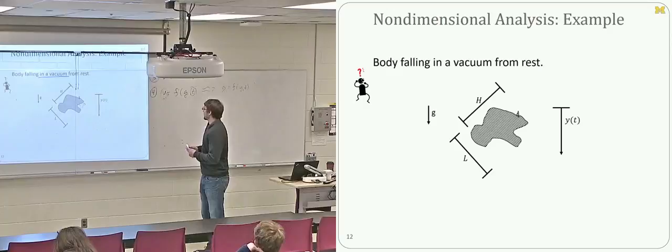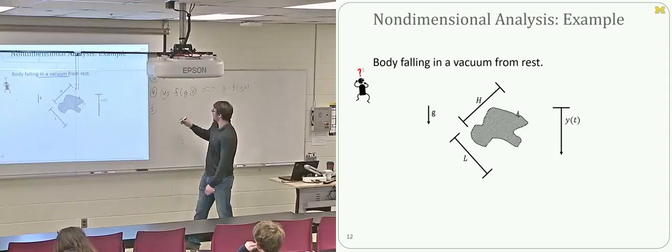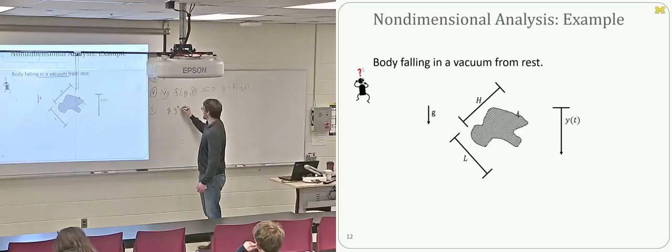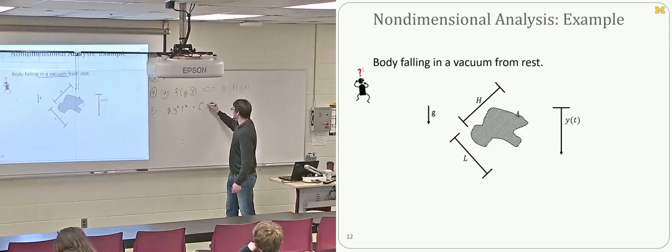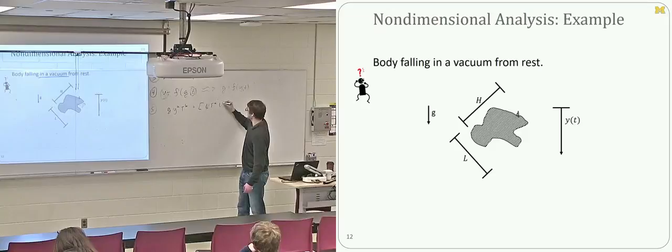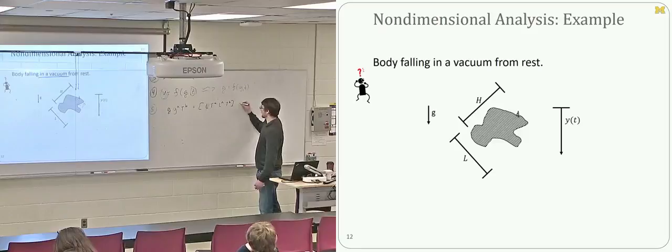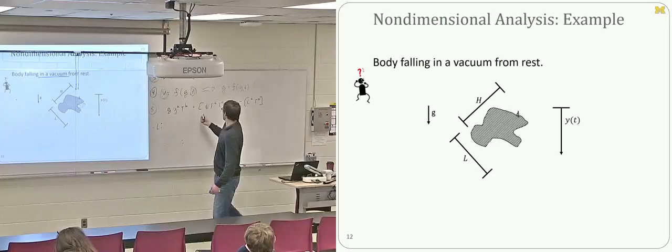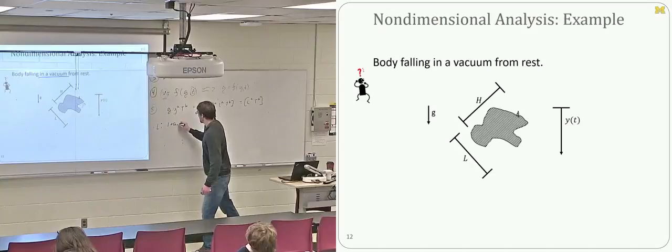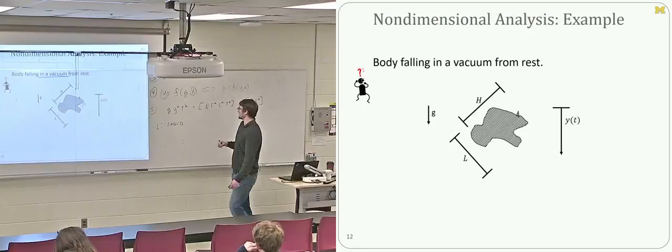So step five is to determine our pi term. This means that if g is our non-repeating variable, we have g times y to the a times t to the b, which has dimensions of mass to the zero, since mass is not in this problem, times length times time to the negative 2, times length to the a, time to the b, which is equal to, we're seeking, length to the 0 times time to the 0. Alright? So for length, this gives us 1 plus a equals 0. For time, this gives us negative 2 plus b equals 0.